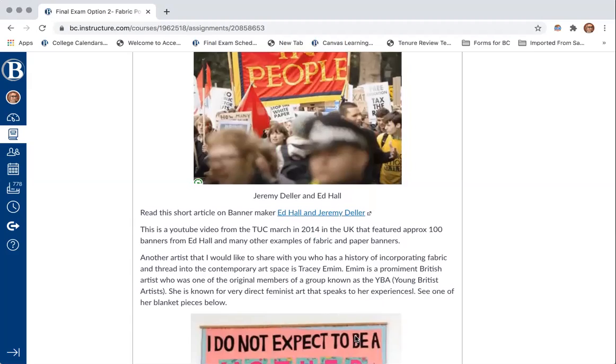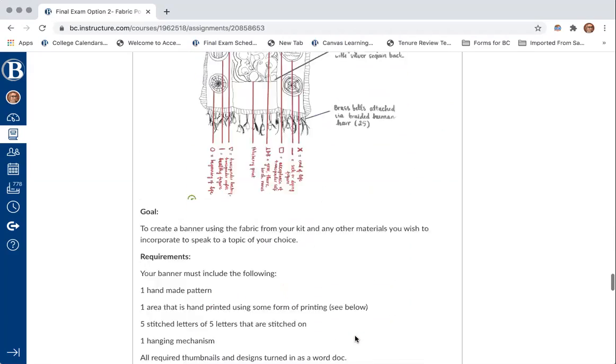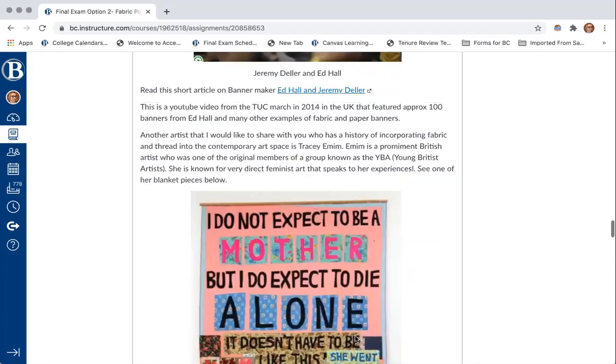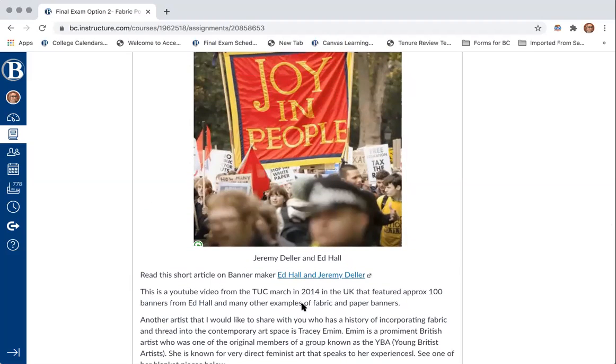And then there's also a YouTube video which I thought I had included, but I will need to go back and re-embed in the article, that shows this really interesting march that happened in 2014 in England that featured approximately 100 banners from Ed Hall.